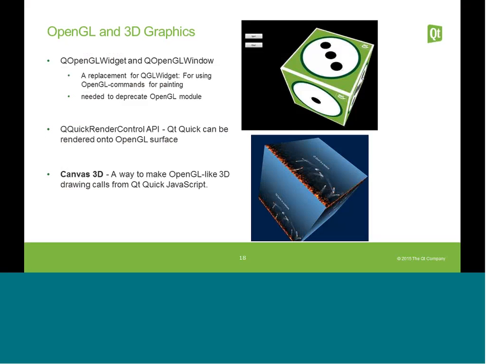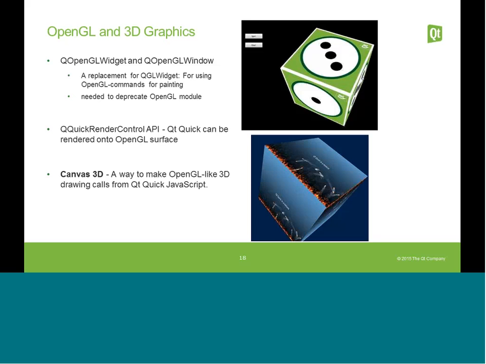But let's talk a bit about OpenGL and 3D graphics. That's one of the trends we've seen here, that a lot of, for instance, car dashboards are getting 3D graphics and lots of cool eye candy. And with Qt 5.4, we introduced QOpenGLWidget and QOpenGLWindow that allow you to integrate OpenGL content directly with Qt widgets and Qt Quick UIs or UI components. So now we can finally deprecate the old Qt OpenGL module. The old QGLWidget classes are no longer needed. You can do everything in Qt 5 now with OpenGL using these new classes.